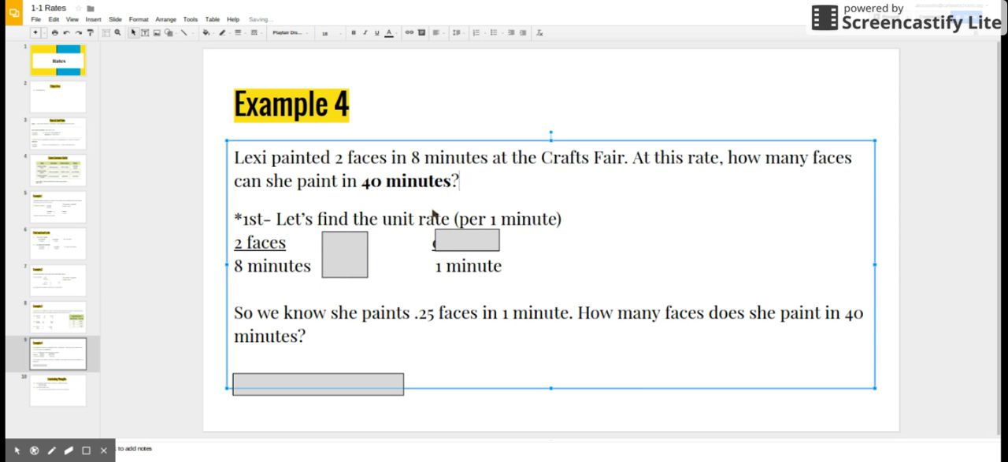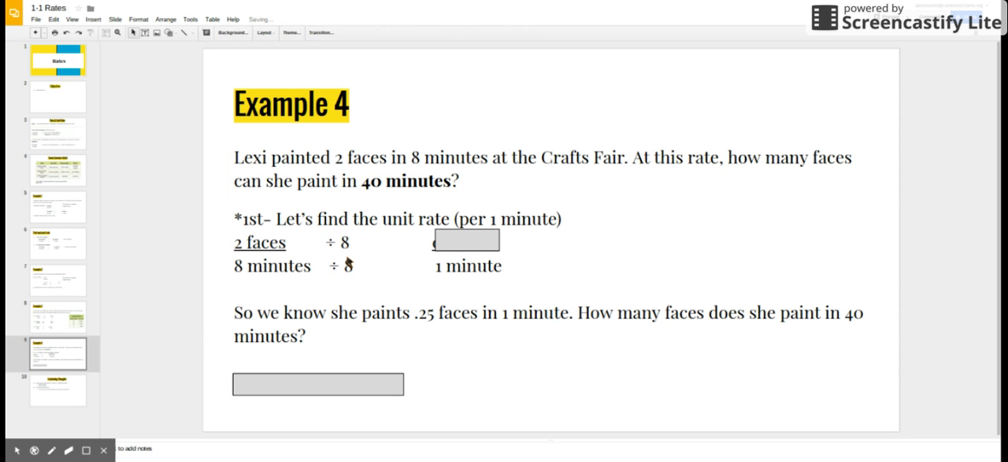Okay, so first let's find the unit rate. 8 divided by what is going to get me 1? Well, 8 divided by 8 is going to get me 1. Whatever I do to the bottom, you have to do to the top. 2 divided by 8 gets me 0.25. So in other words, in 1 minute, Lexi can paint a fourth of a face, 0.25 of a face.